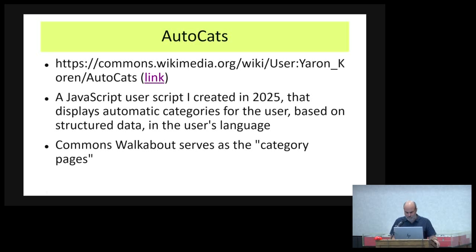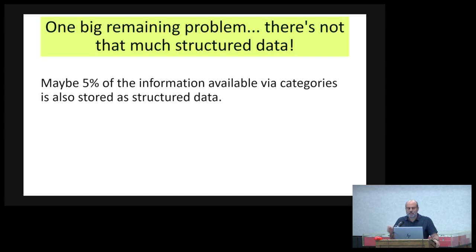And then, okay, there's still one big remaining problem, which is that there's actually not that much structured data compared to the entire set of data. I mean, obviously there's a lot, Commons Walkabout uncovered a lot of file information, but I would guess maybe 5% of the information that's available via category is also available as structured data. So there's a big gap there.